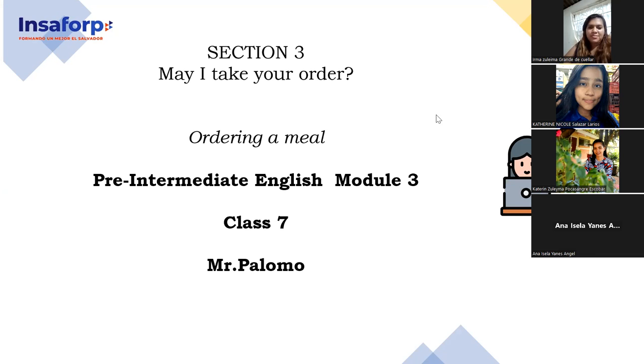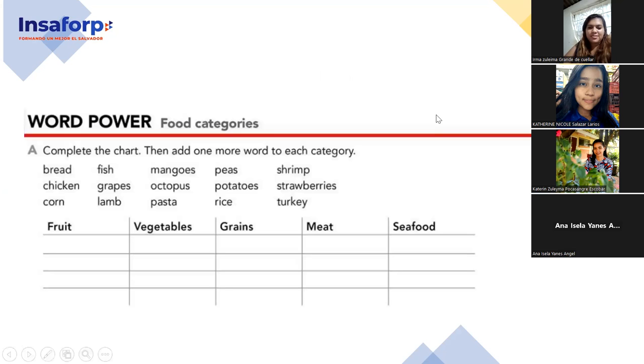Okay, so let's begin with the content that we have for today. Here we go. The first thing we're going to work on is vocabulary. We have these food categories. We have some vocabulary here. Look at this vocabulary here. And also, here we have the categories.